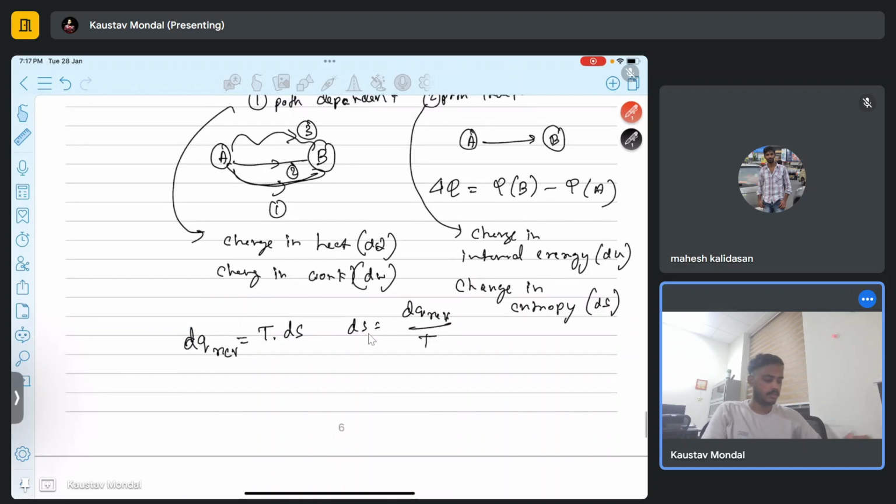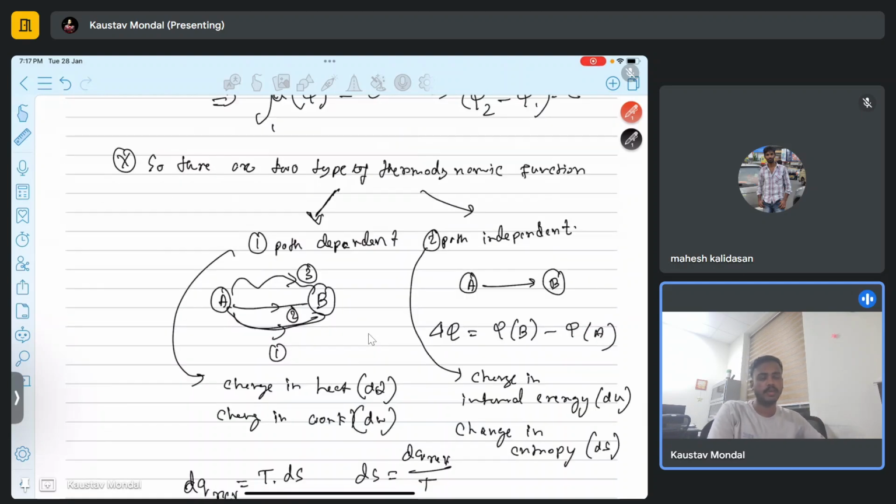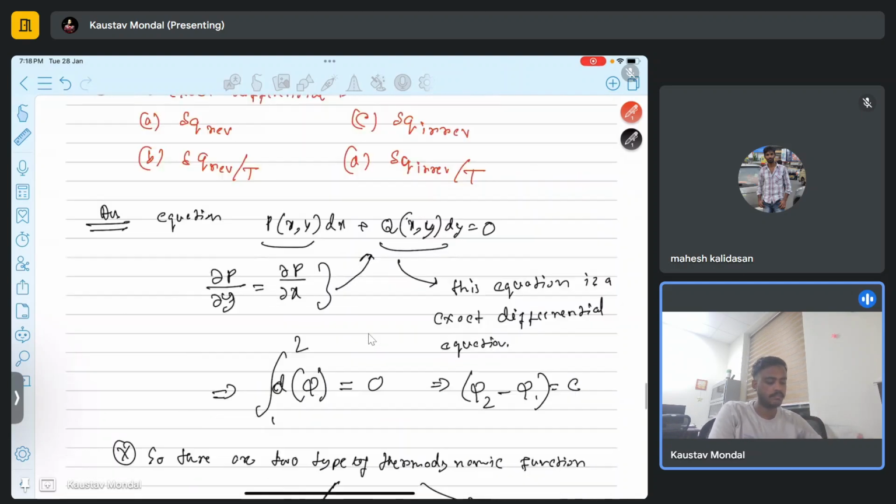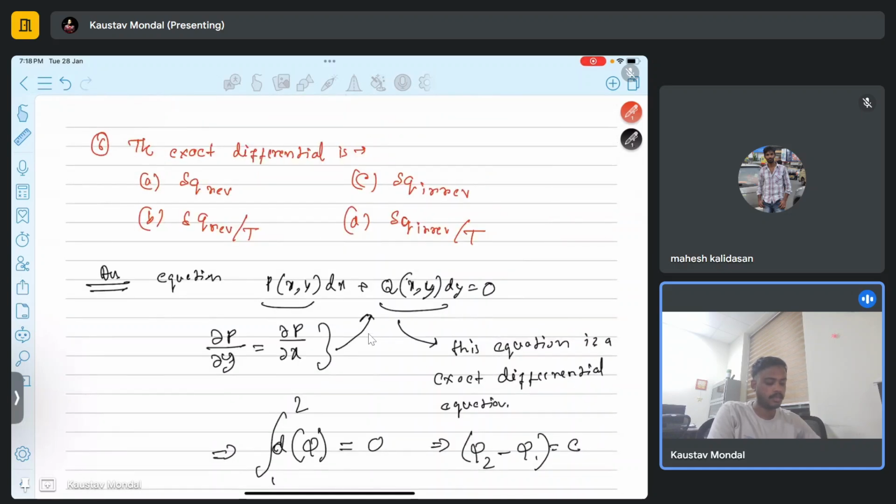Okay, so this is dS initial, so that means we can write dQ reversible by T as dS, and dS is a path independent function. So this should be an exact differential form. Okay, so the right answer will be option D. Okay, Q reversible by T.